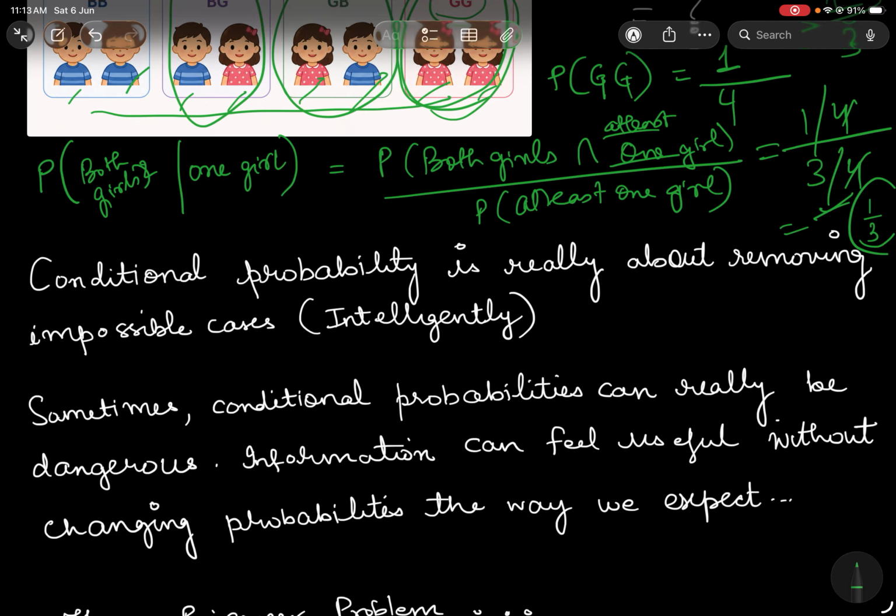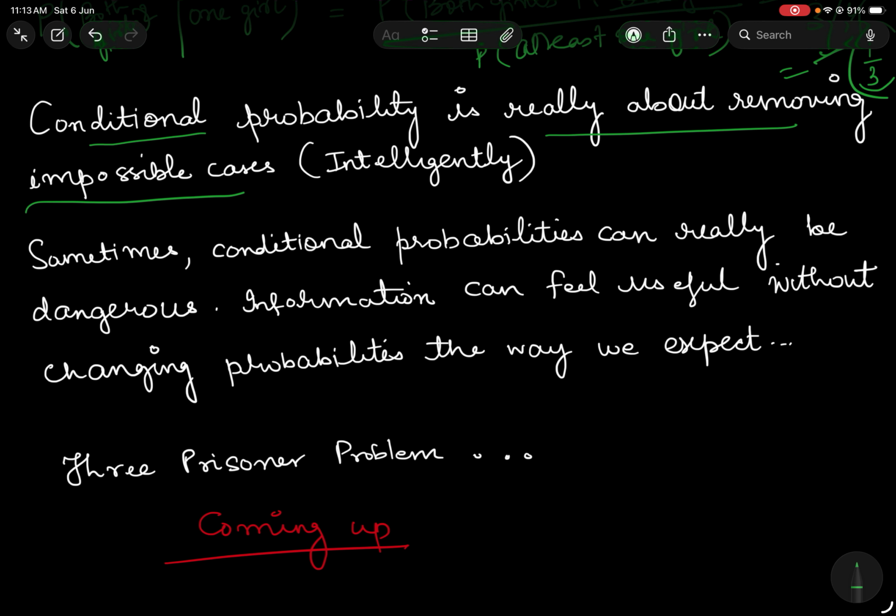This is also a good sentence to keep in mind. Conditional probability is really just about removing the impossible cases, but you have to be intelligent about it. Sometimes in questions you're given information which doesn't change the probability, if you think about it. So you have to think intelligently about whether a given piece of information actually changes your probability. That's what we are going to do next.